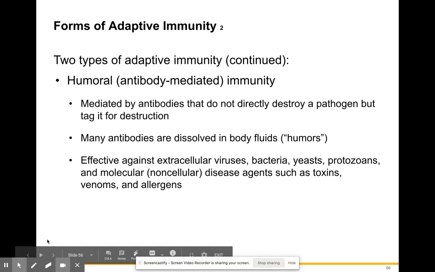And those antibodies are effective against viruses, bacteria, yeast, protozoans, toxins, venoms, allergens, anything that really is in the body that's not a self cell, that's not something that's supposed to be in your body, is something that can be used for antibodies.